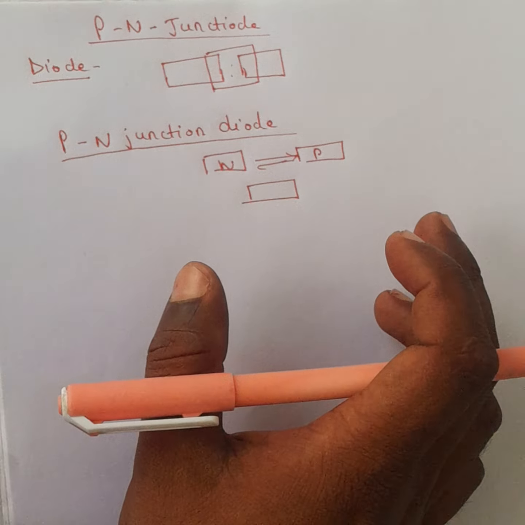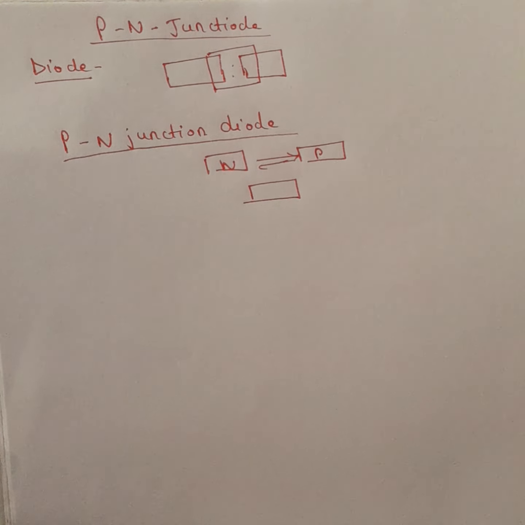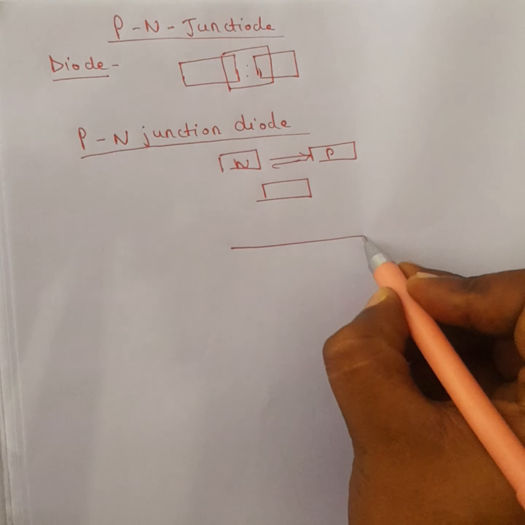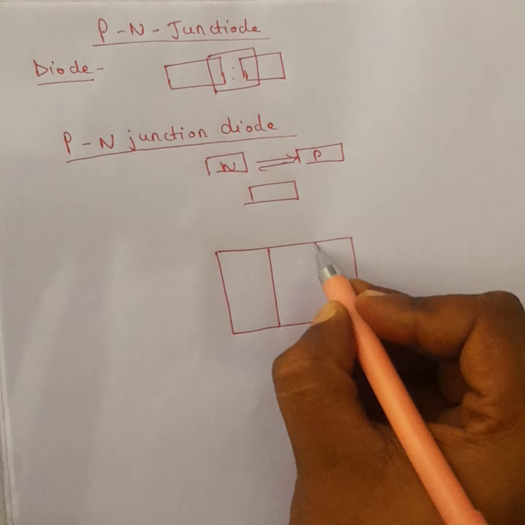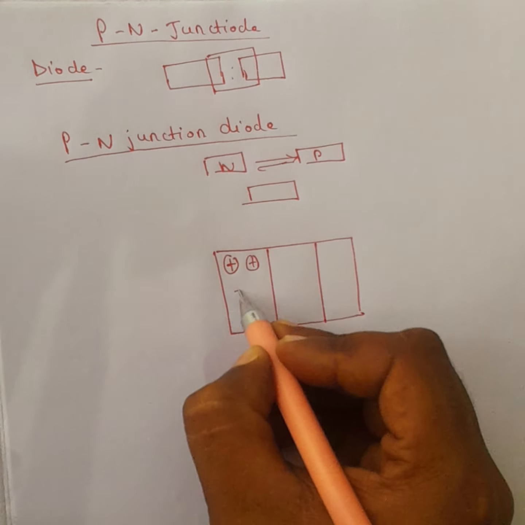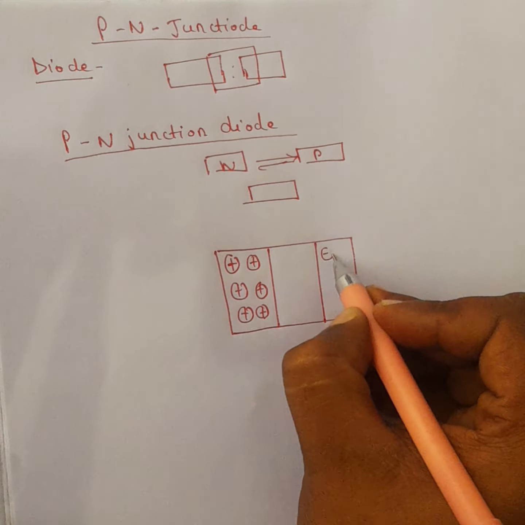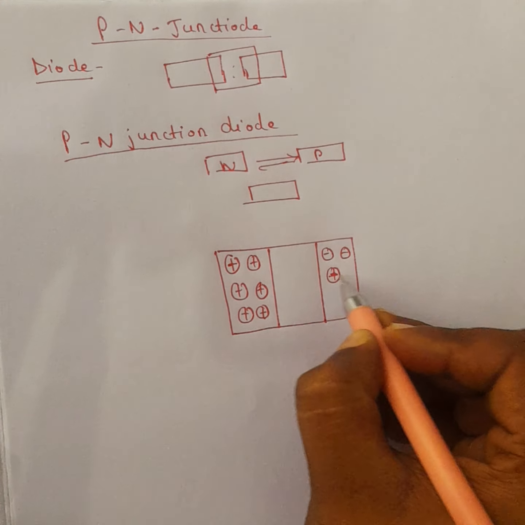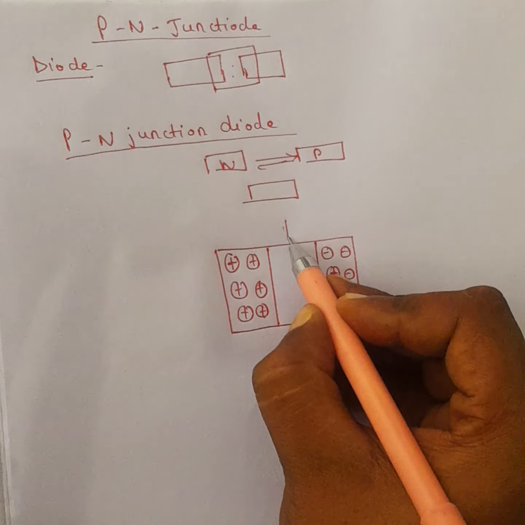Now we are going to discuss how the junction is formed, how the P type and N type share or exchange their electrons to form a PN junction diode. Firstly, I want to make a diagram of the PN junction diode. Here this is the diode. Here is the P type, meaning holes, and on the other side these are electrons. And this is the depletion region.